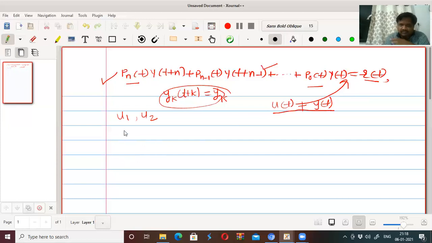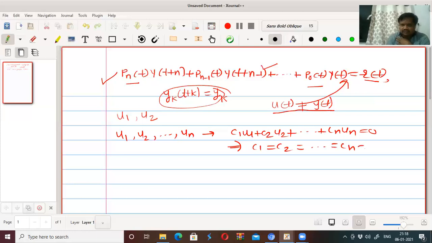Moreover, we have seen the concept of linear dependence and linear independence, right? u1, u2 up to un are said to be linearly independent if c1 u1 + c2 u2 + up to + cn un = 0 implies c1 = c2 = up to cn = 0. Otherwise, this set u1 up to un is called linearly dependent. Otherwise means, for at least one non-zero c1 up to cn, if this condition is satisfied, then the set is called linearly dependent. We have seen some examples on linear dependence and independence also.